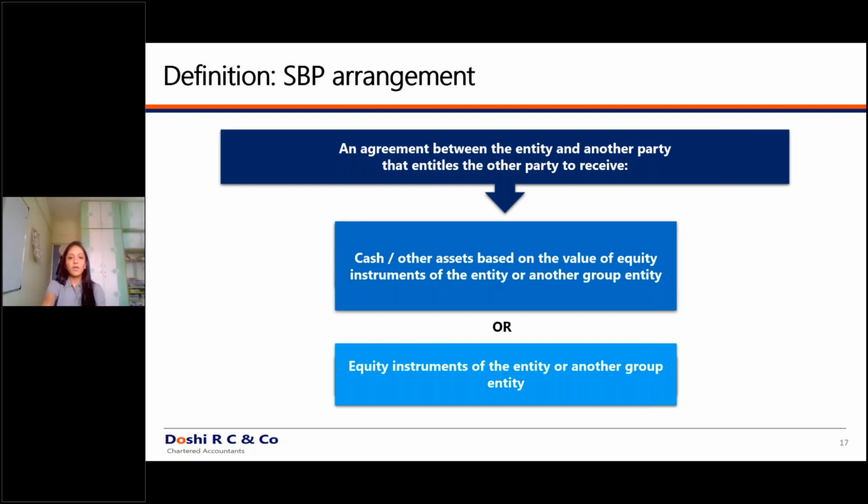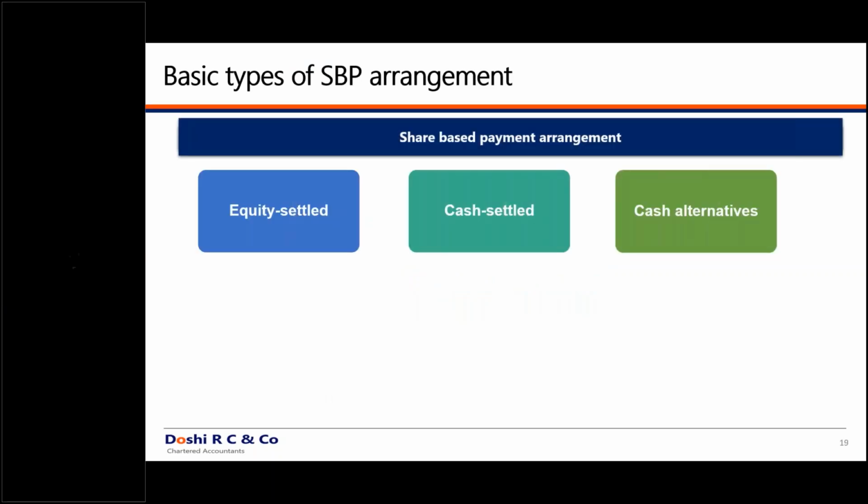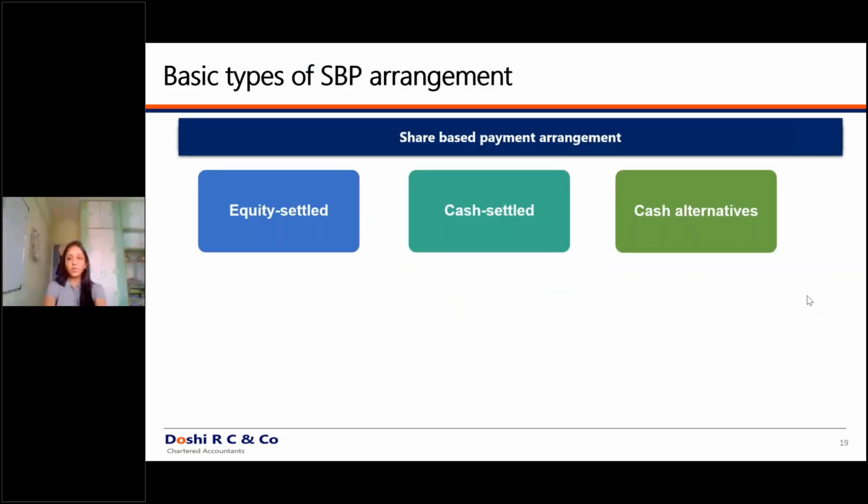Okay. Now moving to the types of share-based payment. As I discussed, it can be equity settled, it can be cash settled, or it can be both. You have an alternative. If you want equity shares, I would give you equity shares. If you don't want equity shares, you want cash, then I will give you cash in such cases.